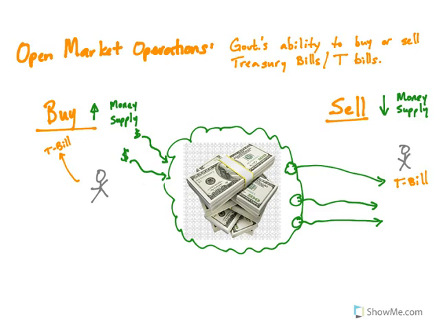So as the Fed is attempting to strengthen the economy, to make it stronger, they're trying to put money into the monetary supply, and therefore they would buy back treasury bills. If they are trying to slow down the economy because of inflation, they would tend to sell treasury bills to the population to take money out of the monetary supply.